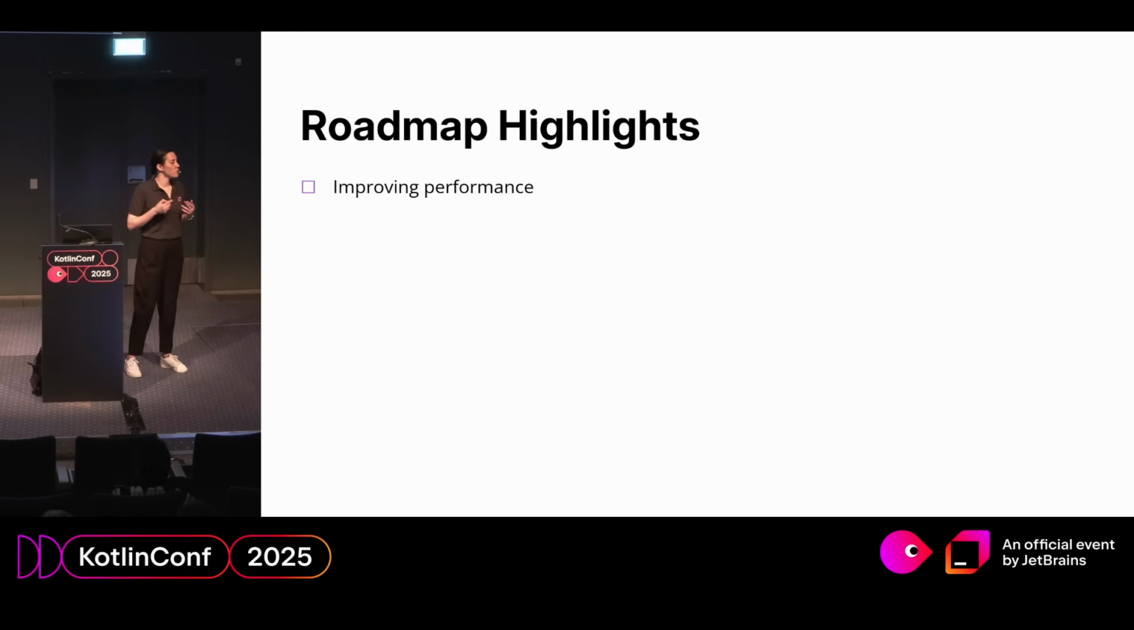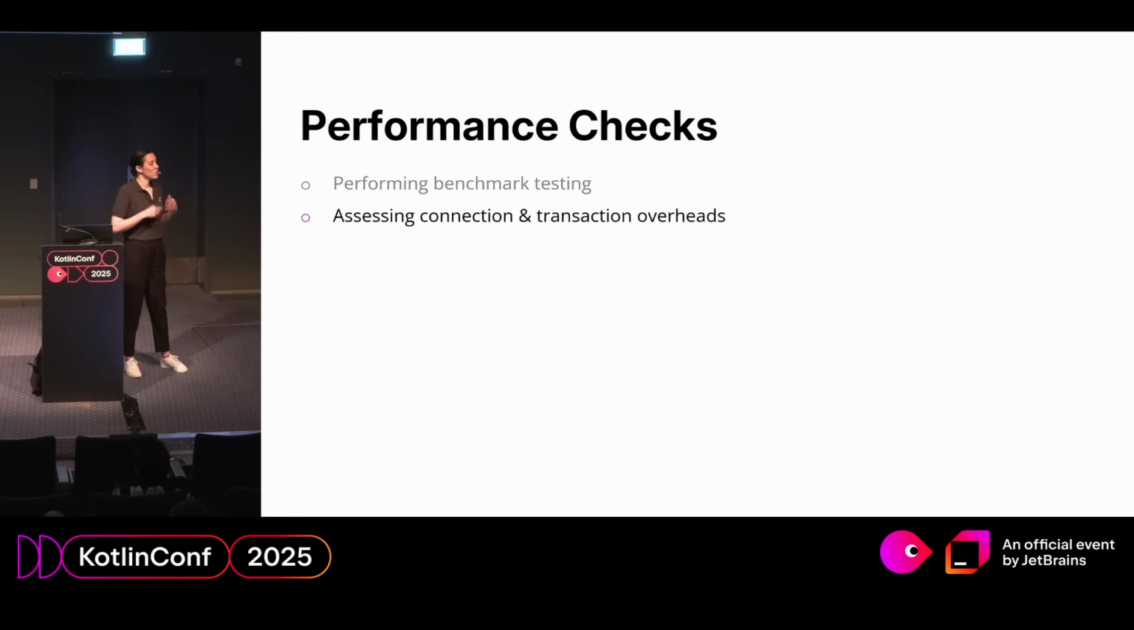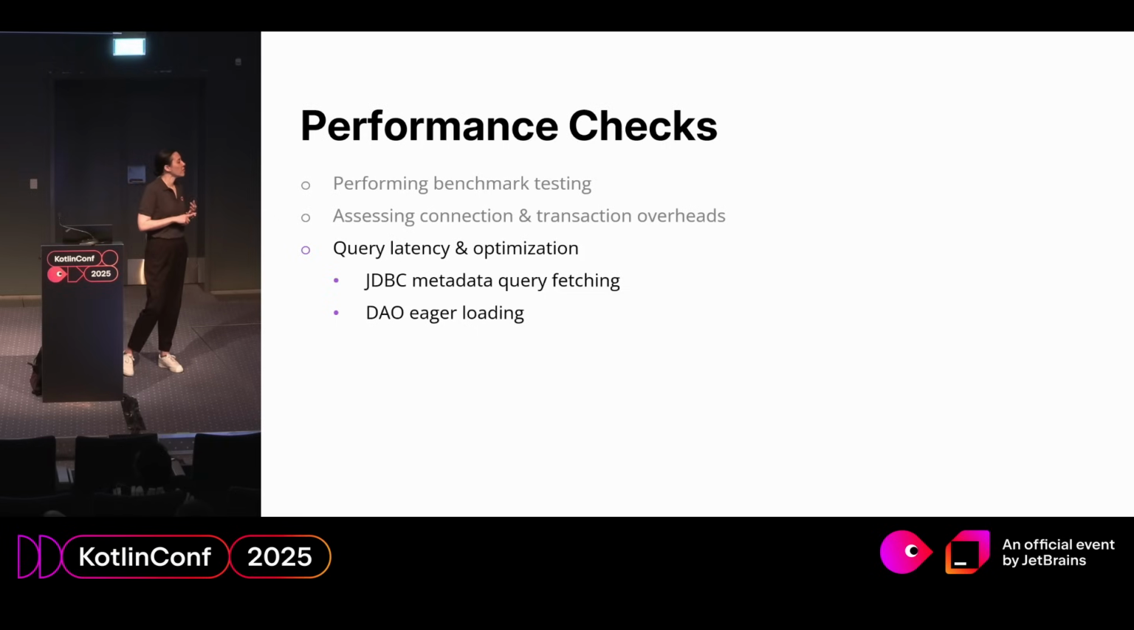As part of our initiative towards refinement, we're going to be focusing on performance as a whole. We're going to be actually taking the time to test for points of improvement. We're going to be checking for potential overhead from places, particularly opening transactions, getting connections. And we're going to be assessing whether there's any room for improvement, any room for optimization under the hood at certain points, like when we do metadata query fetching and DAO eager loading, in the event that there's any potential performance boosts that could be translated directly to the users.